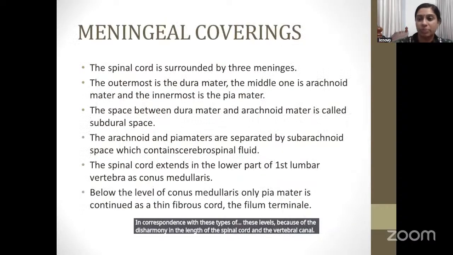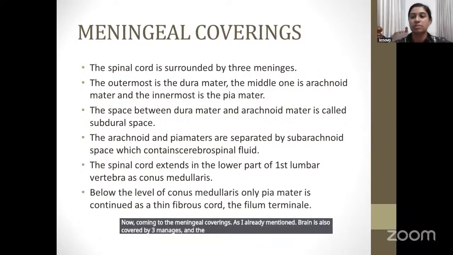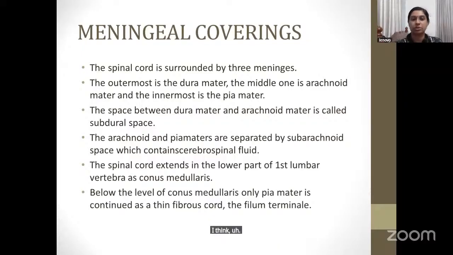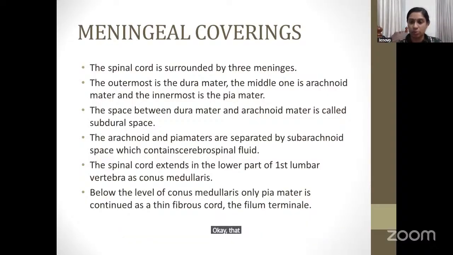Now coming to the meningeal coverings. As I already mentioned, the brain is covered by 3 meninges and the spinal cord is also covered by the 3 meninges. The outermost is the dura mater. Beneath that, we can see the arachnoid, which is an avascular, non-nervous thin membrane. And the innermost is the pia mater. Pia means something that is very soft, and it is somewhat protective in nature.